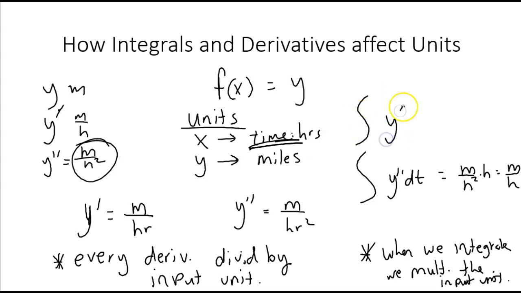Likewise, if you integrate y prime, we know that the units for y prime are miles per hour, but since we're integrating it, we're going to multiply it by an hour, and the answer is just going to be miles.